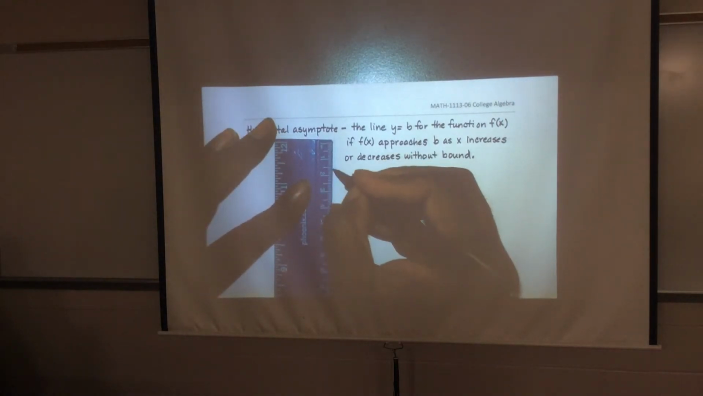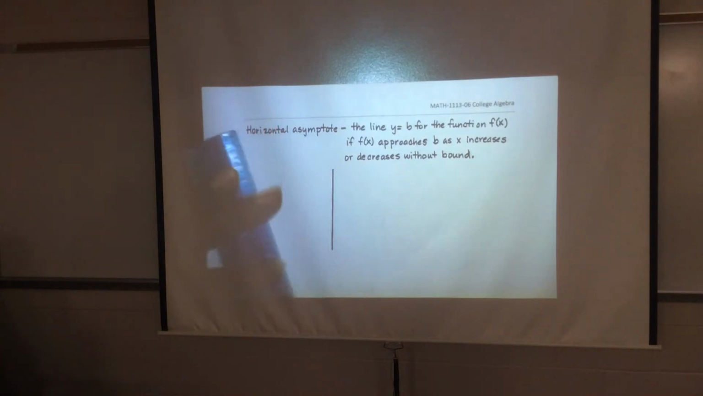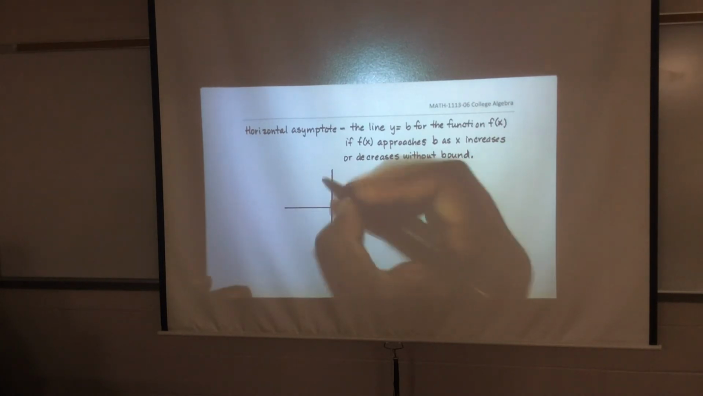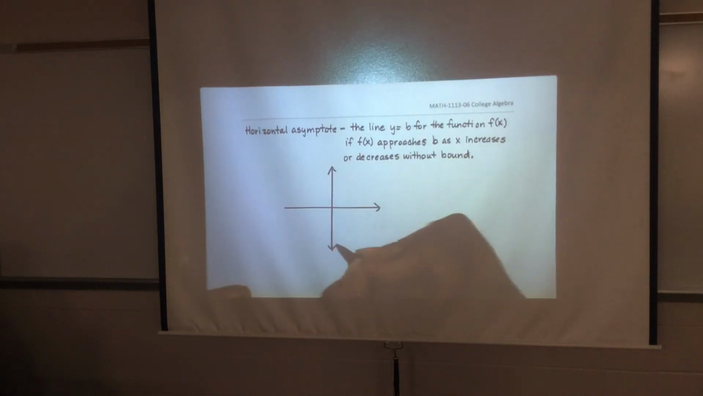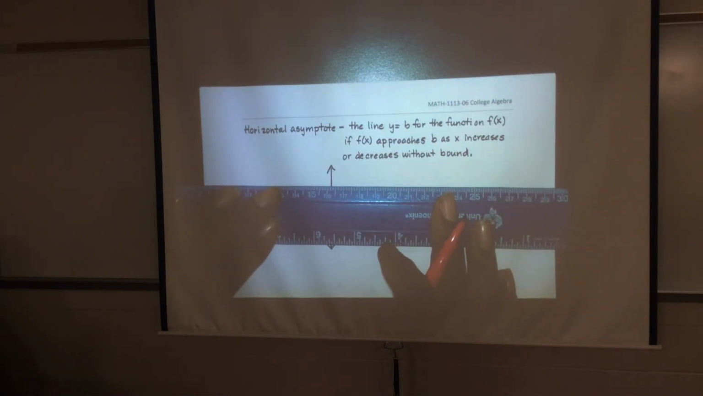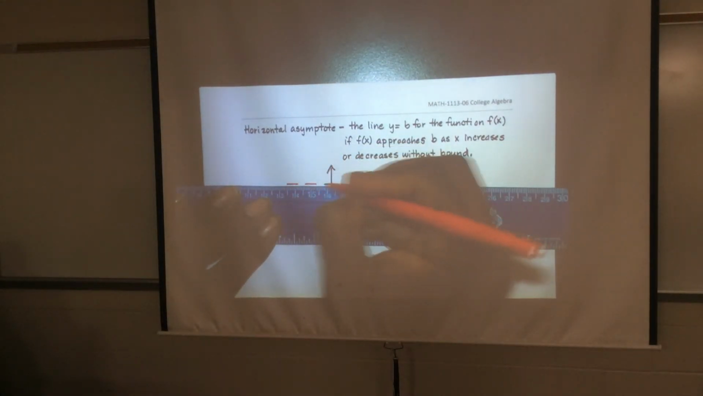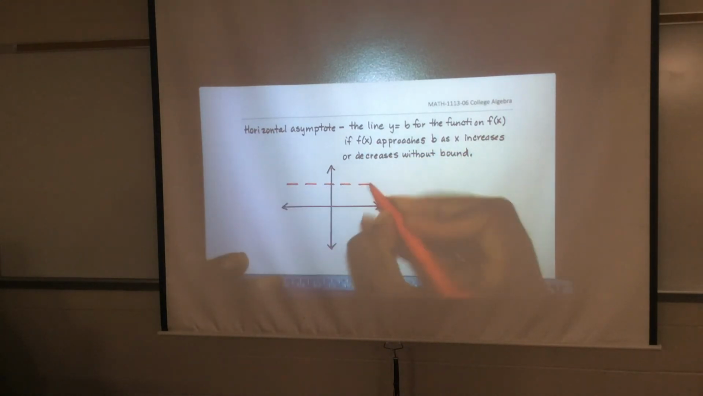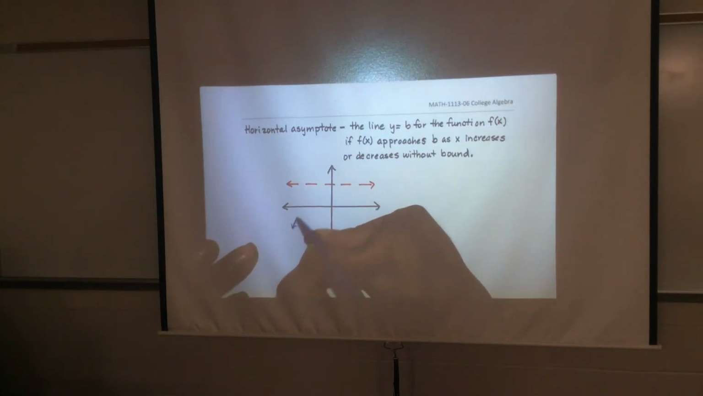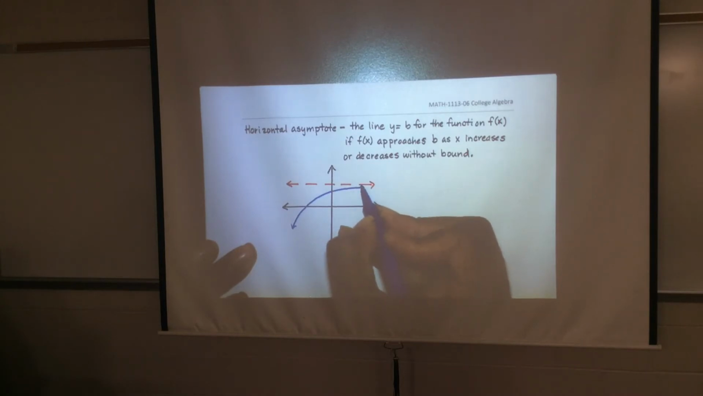And pretty much I'm going to do one illustration of what a horizontal asymptote will look like on a coordinate plane. So the horizontal asymptote will be a horizontal dotted line going straight across, like this. So this will represent my horizontal asymptote. It crosses the y-axis at some numerical value b. And here's the graph of y equal f of x.